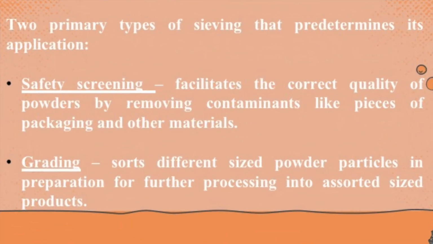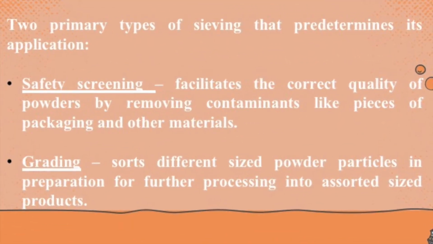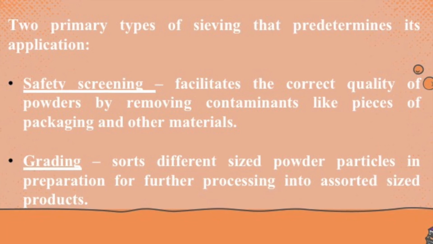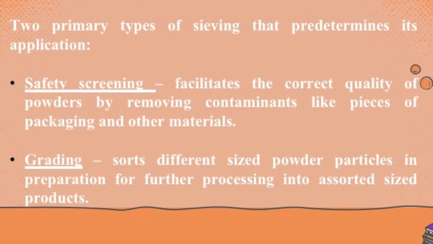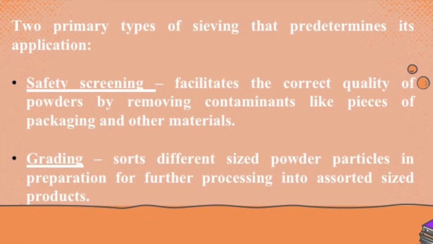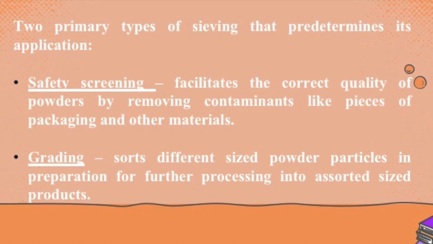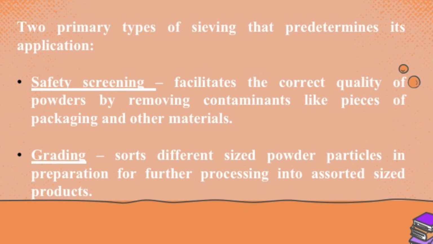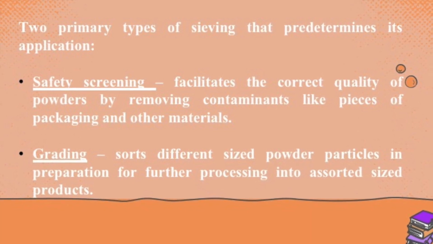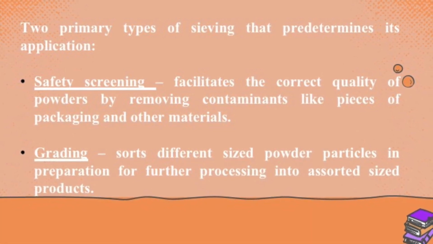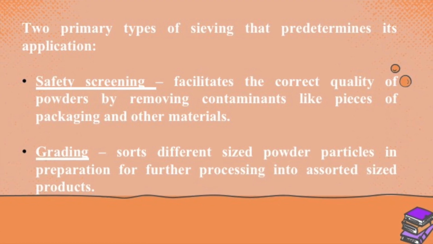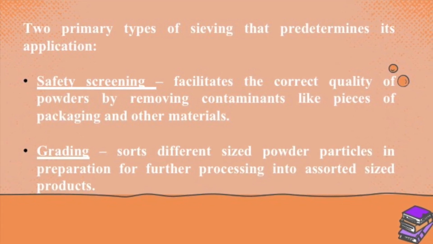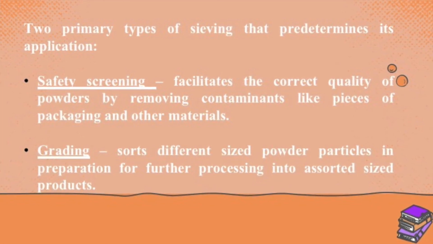So basically, there are 2 types of sieving that predetermine its application. So first is that it can be used for safety screening. So it facilitates the correct quality of powders by removing contaminants like pieces of packaging or other foreign materials. Second is that it can also be used for grading, which sorts different sized powder particles in preparation for further processing into assorted sized products.